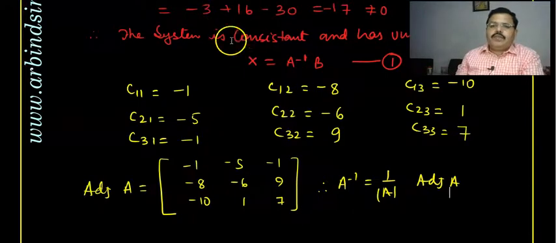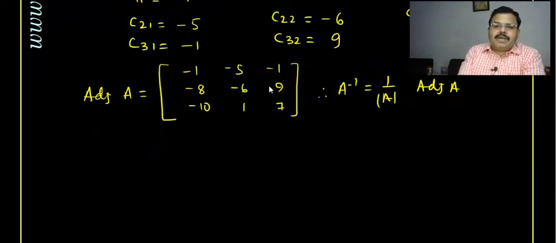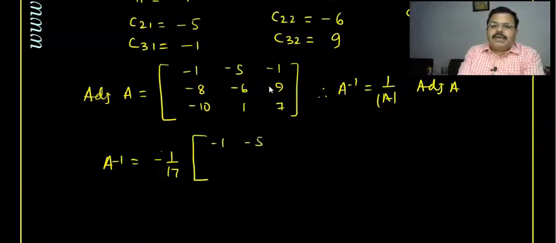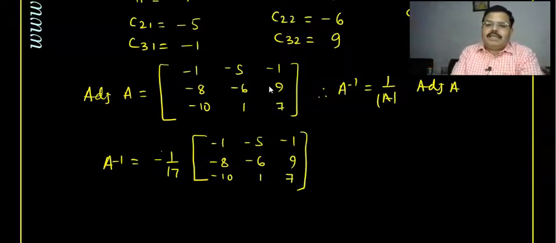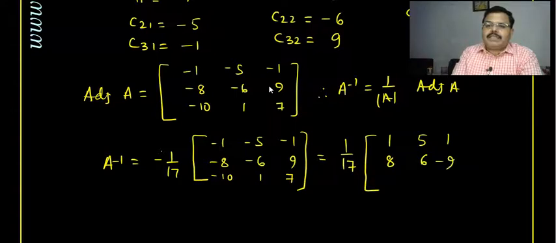So we will write here determinant of A is minus 17. And so what is that? Minus 1 by 17 into adjoint of A. That is minus 1, minus 5, minus 1, minus 8, minus 6, 9, minus 10, 1 and 7. So if I take minus inside, or minus is taken common, then what will happen? This will be positive, and the things will come like 1, 5, 1, 8, 6, minus 9, 10, minus 1, minus 7. Isn't it? So that will come.